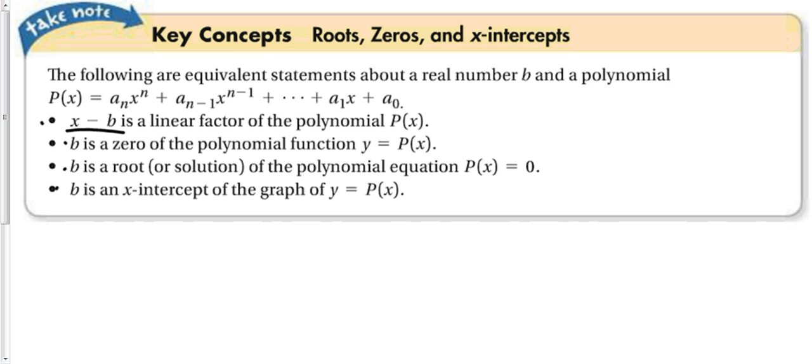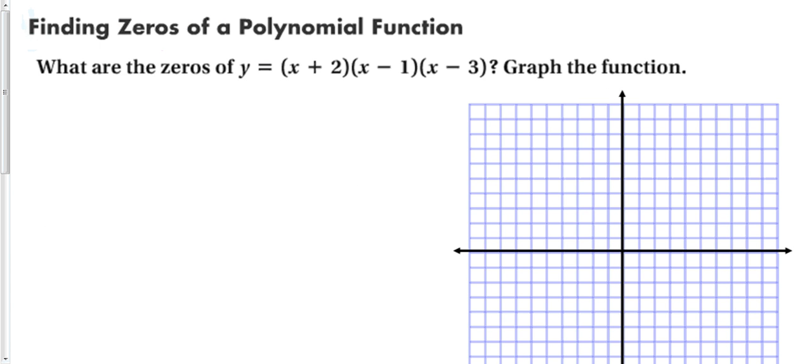So you should have realized this by now, especially in Chapter 4, that a lot of these things mean the same thing. If I have a factor, that means I know the 0, I know the root, I know the solution, I know the x-intercept. All of those things mean the same thing. All we have to do is find the factors. Once we find the linear factors, we can then use them to figure out a lot more information about the polynomial function. And that would actually help us graph it if we wanted to.